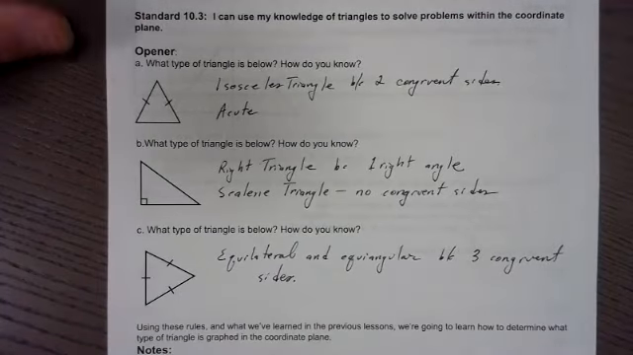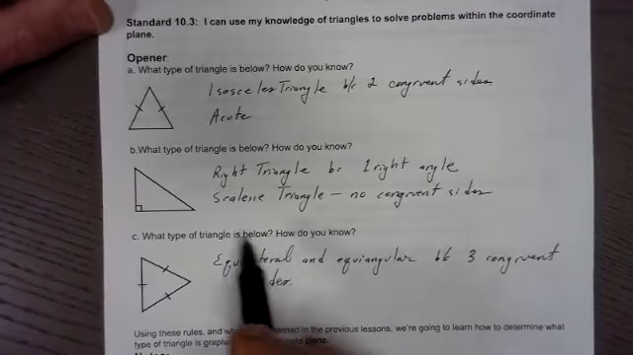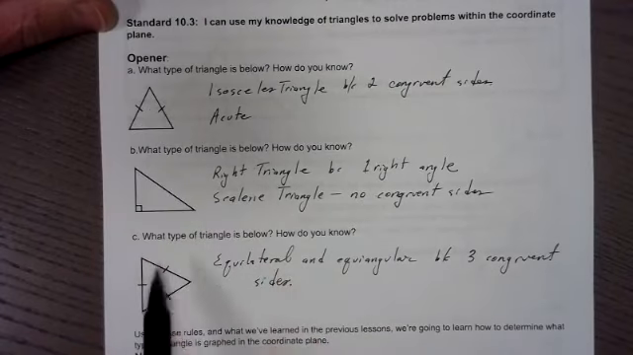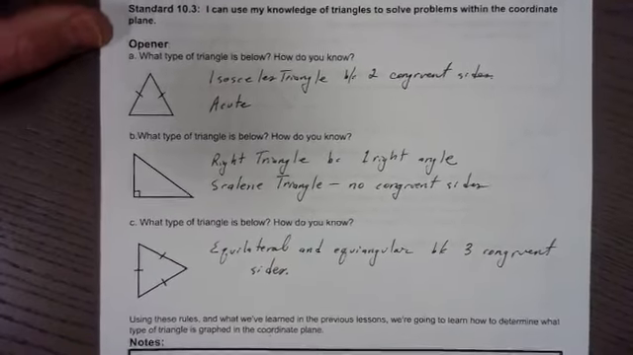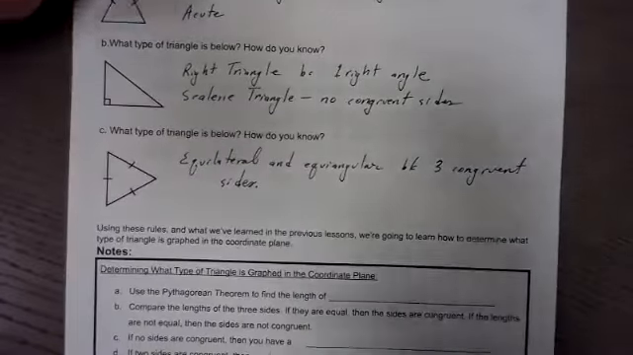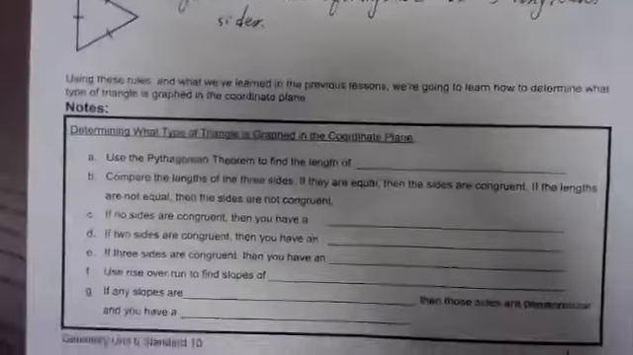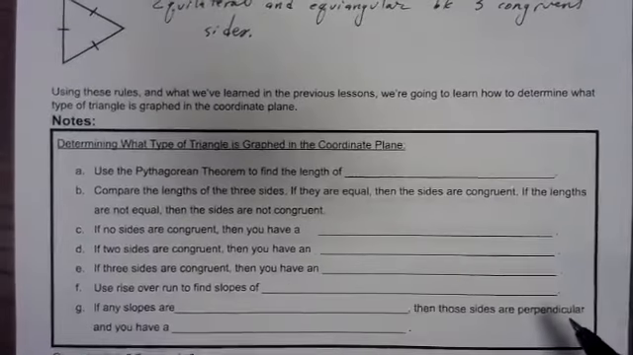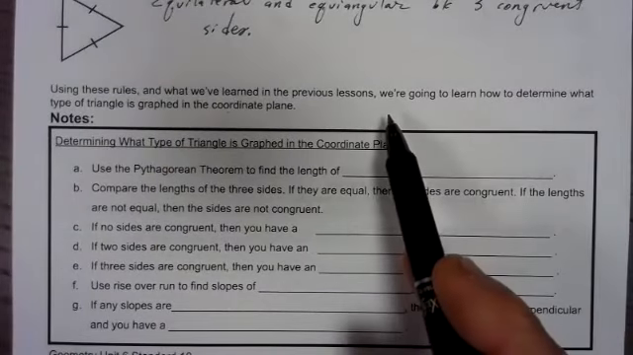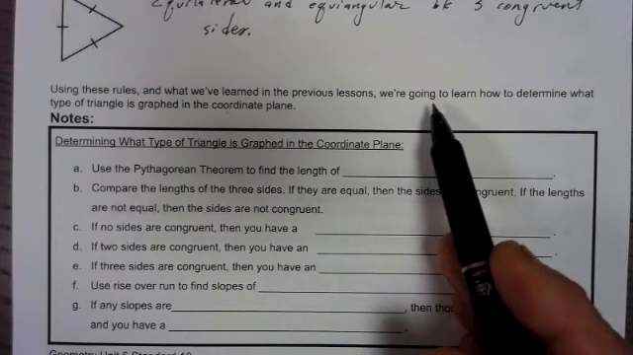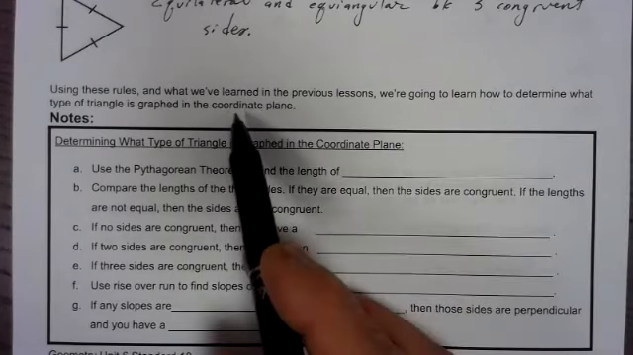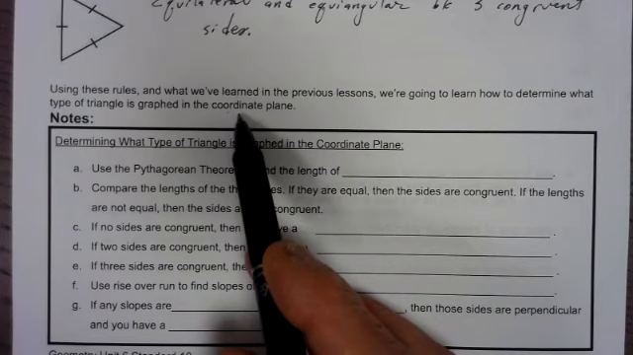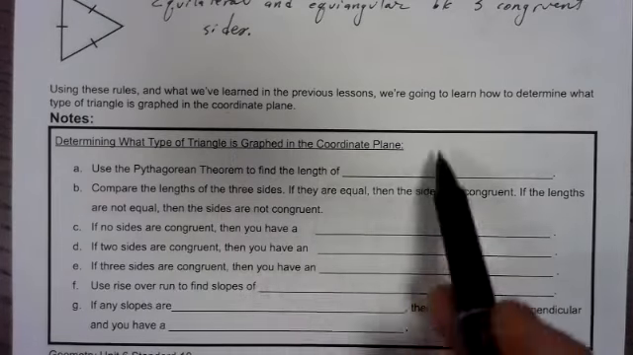Okay. So why did we do this? Well, we wanted to help remember isosceles, right, and equilateral triangles for today's lesson. And it's going to be important for what we're doing today. Now using these rules, what we've learned in the previous lessons in terms of distance and slope, parallel and perpendicular, and congruent, we're going to determine what type of triangle is graphed in the coordinate plane. So follow along with these notes here.